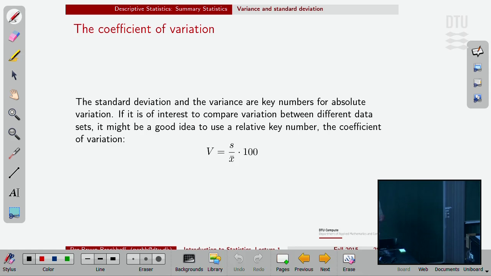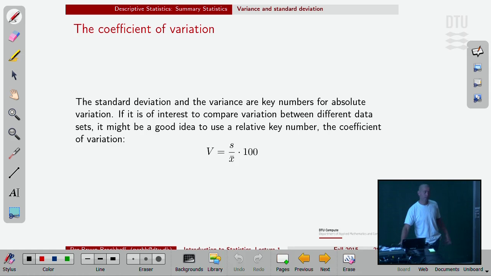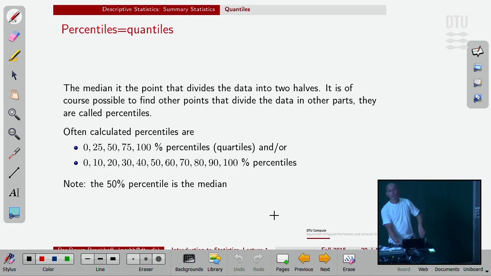It's called the coefficient of variation. It's one for the book for you to be able to use. That was standard deviation and variance, and then the relative version of it. So we move on to the quantiles.